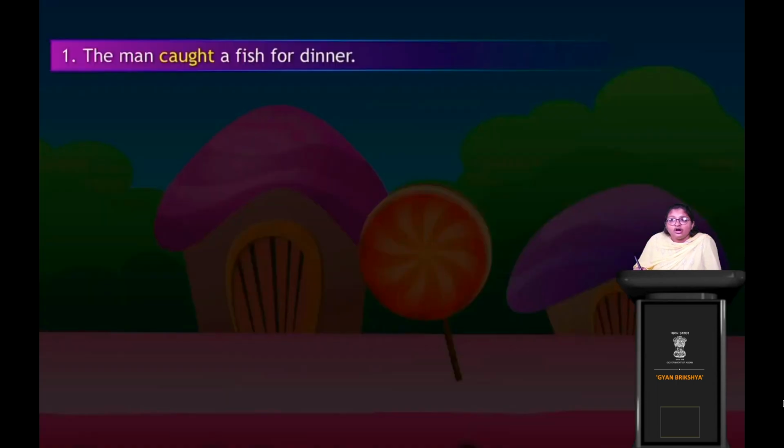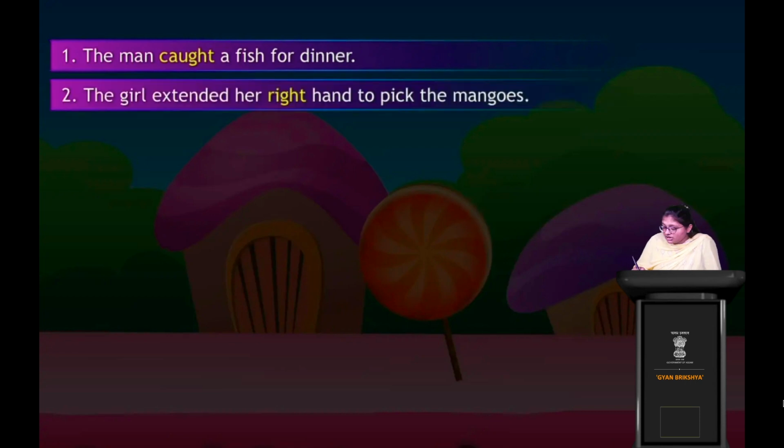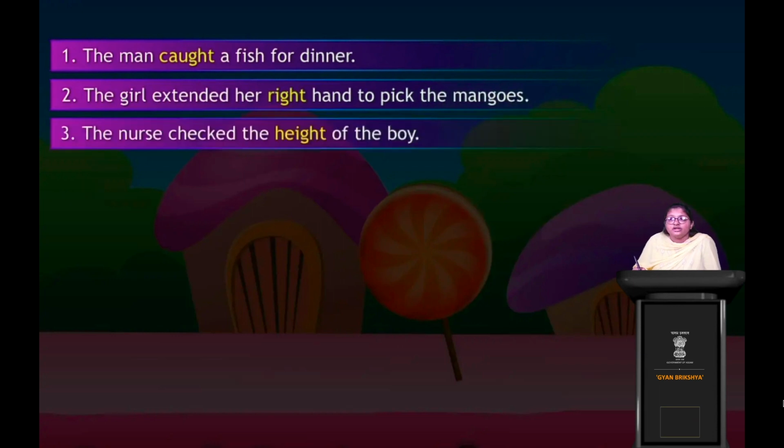Now, the man caught a fish for dinner, right? The girl extended her right hand to pick the mangoes. Caught, right. The nurse checked the height of the boy. The two boys had a fight with one another. Caught, right, height, fight. Rohan thought about the sick puppy. So all these are GHT sounds, right?